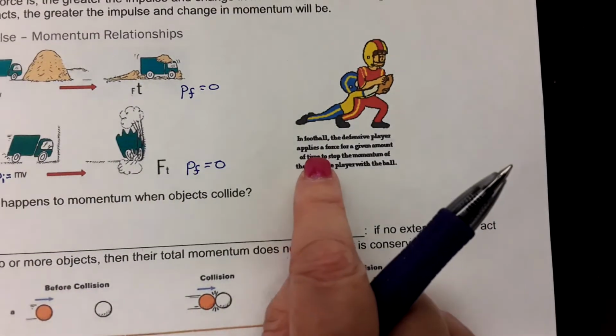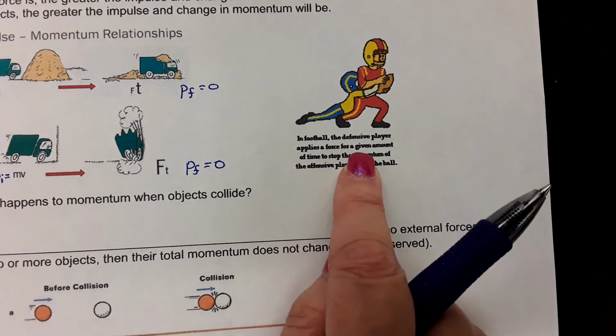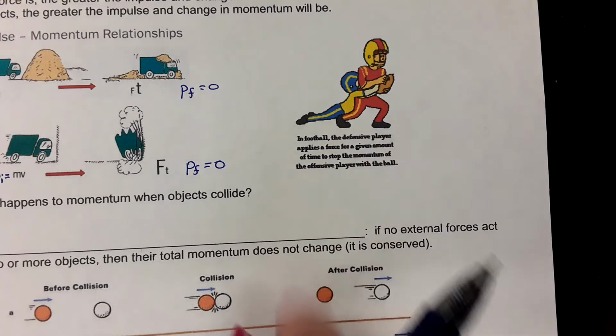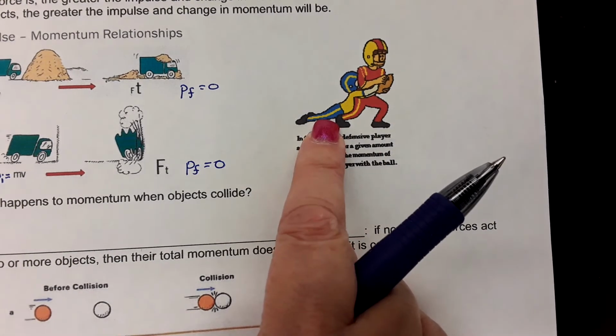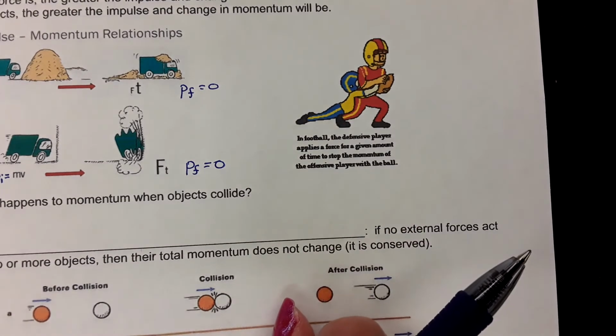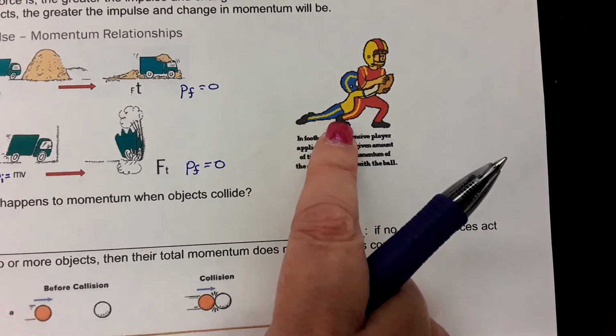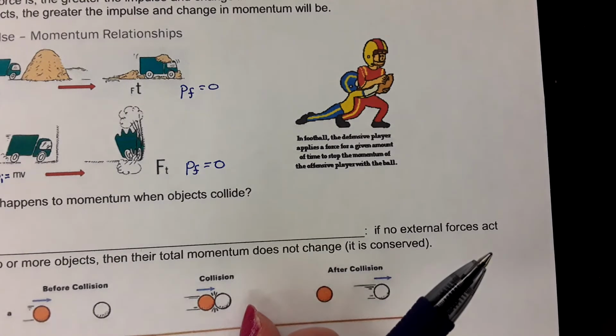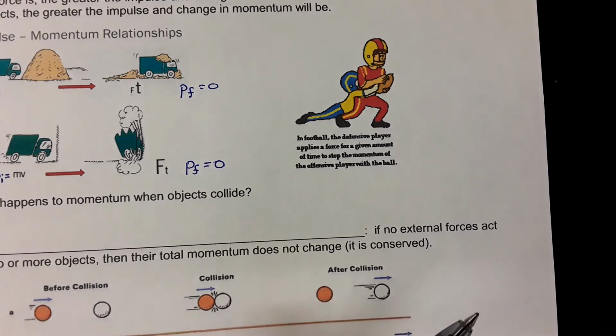In football, the defensive player applies a force for a given amount of time to stop the momentum of the offensive player with the ball. Now, if he can exert his force over a longer period of time, he's going to change the velocity of the other player more. But if he hits him and bounces off and doesn't actually hang on to him and keep applying his force, he's not going to change the receiver's momentum as much, is he? He's not going to stop him as easily.